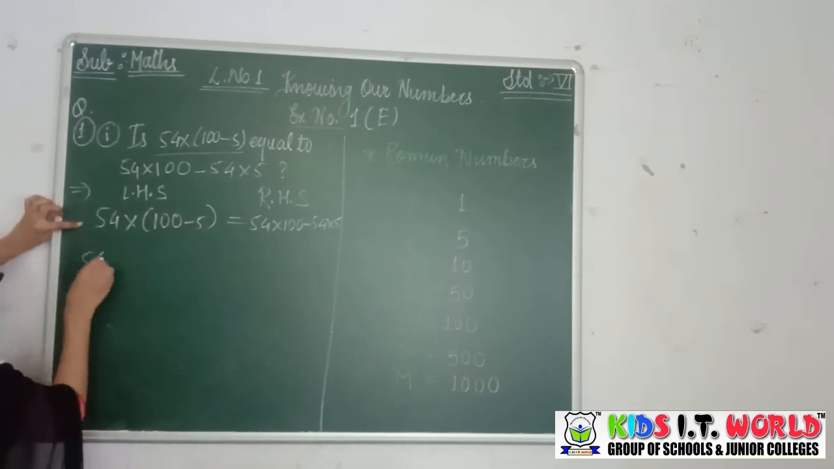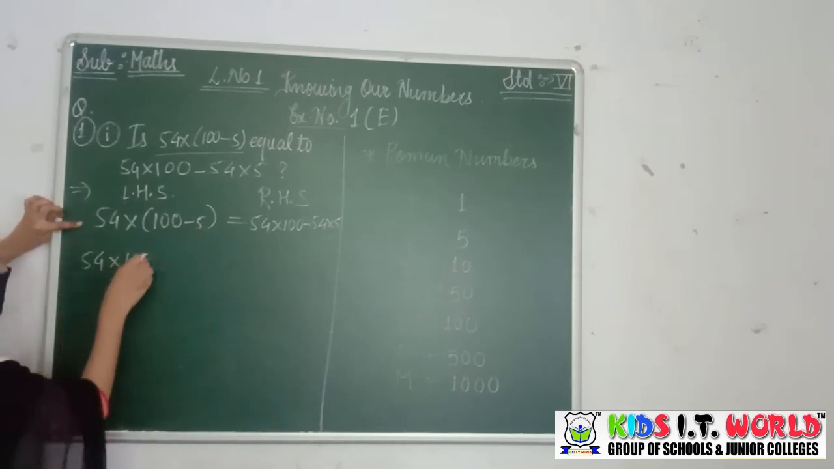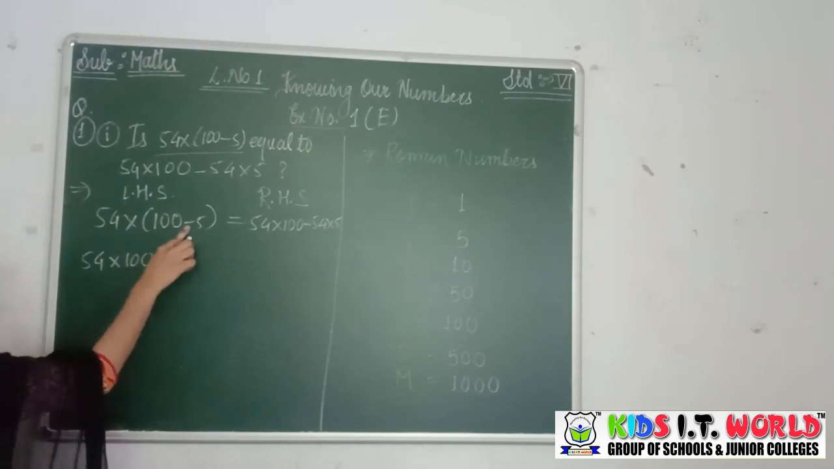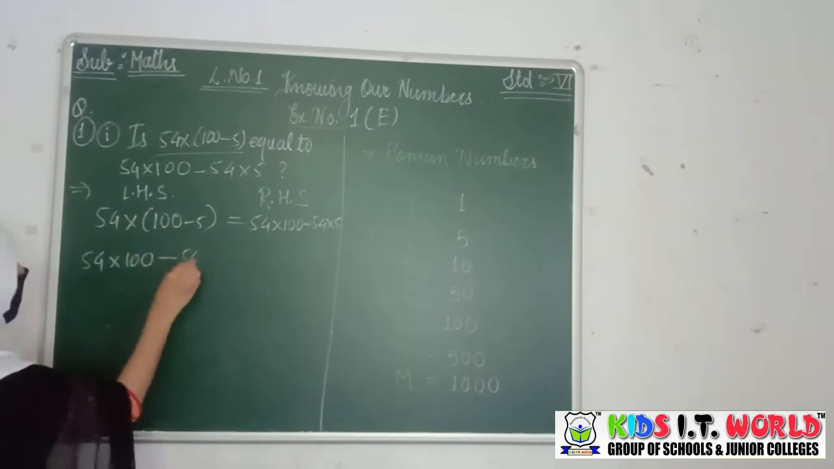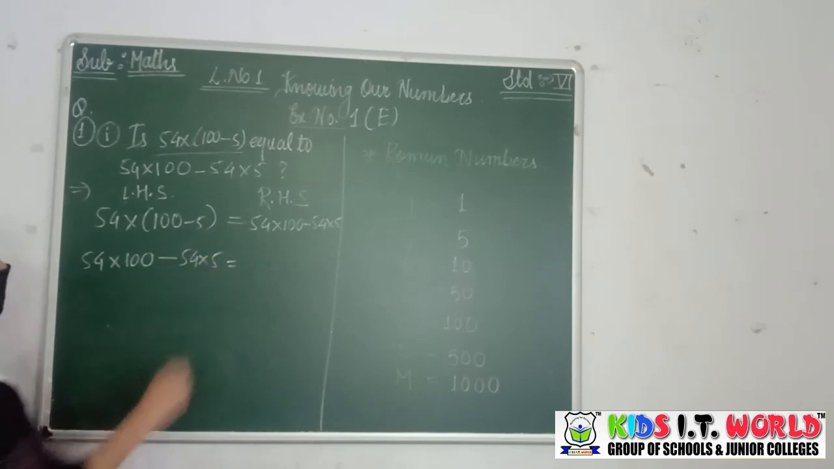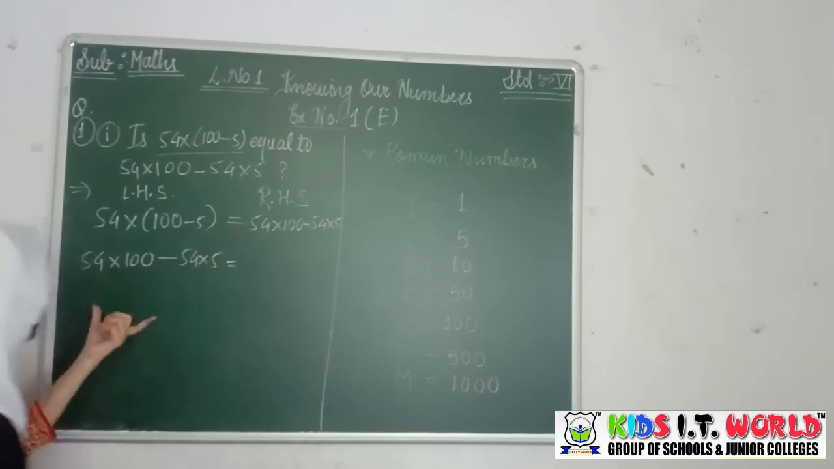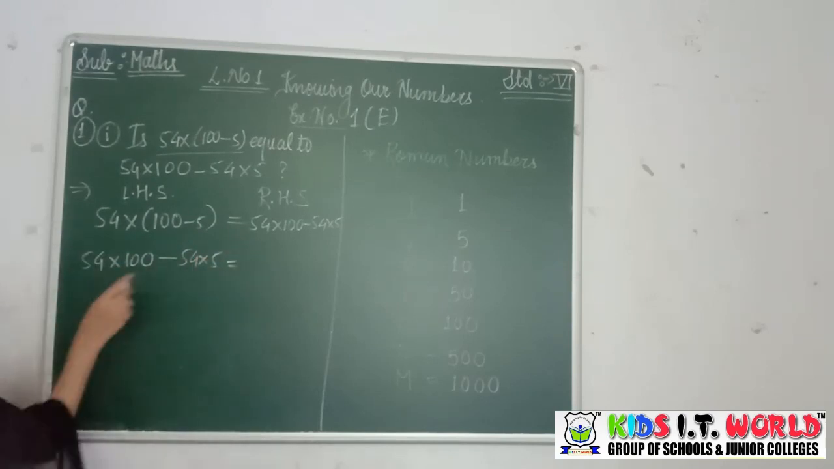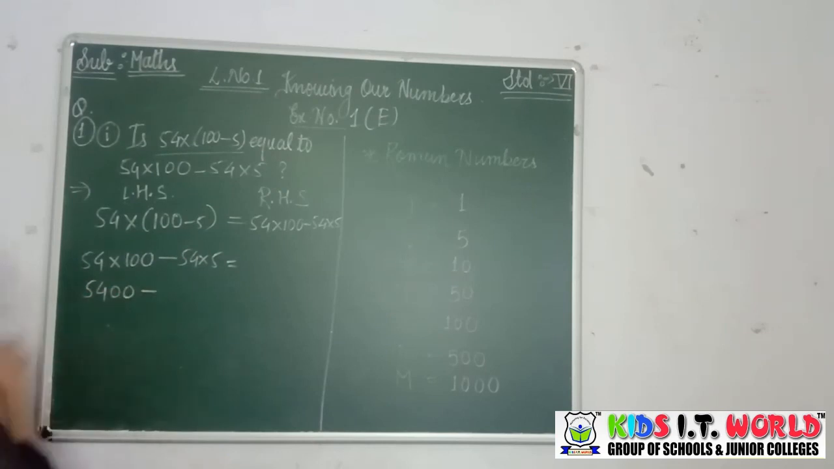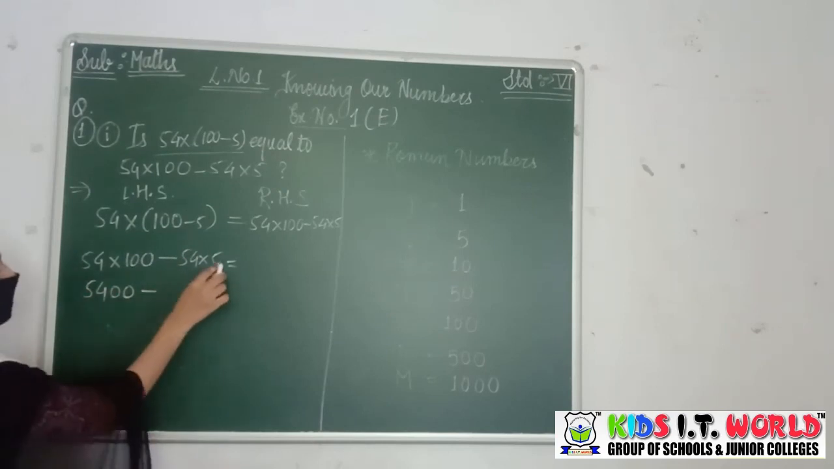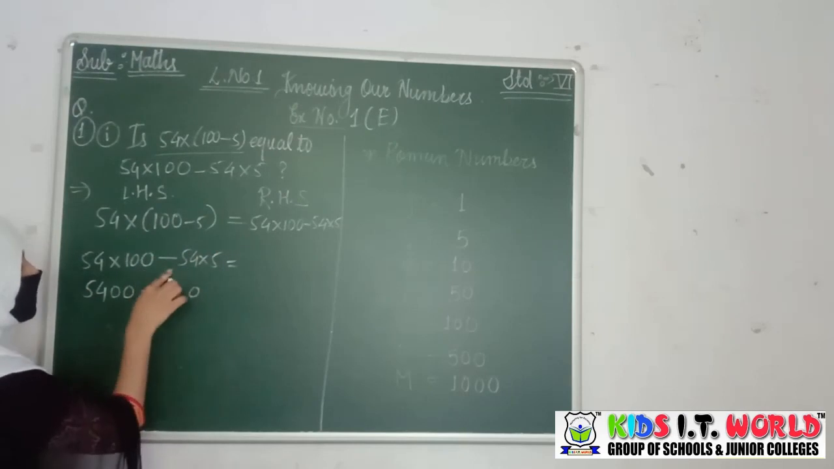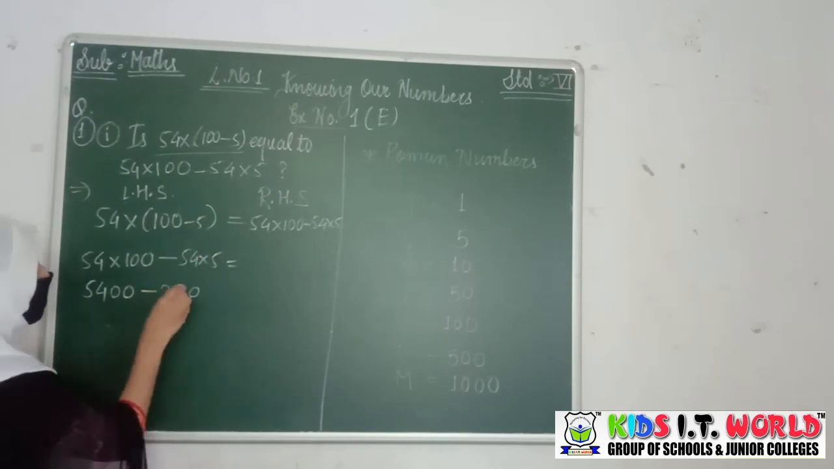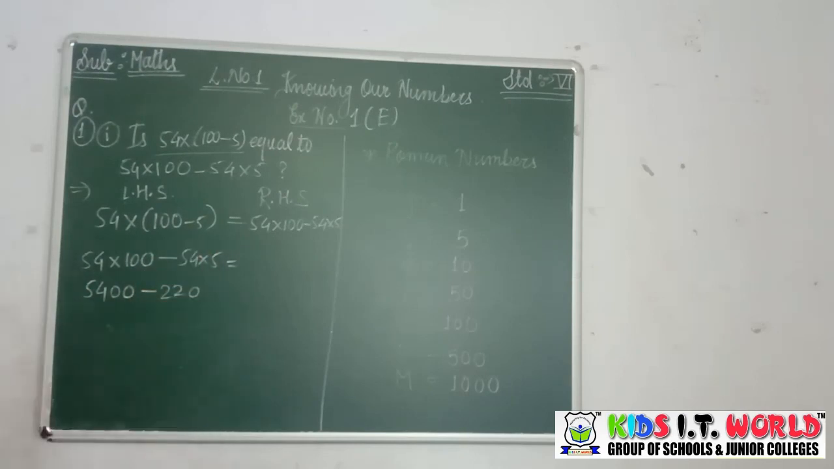So first we will multiply 54 by 100. Which sign is there in the bracket? It's subtraction. Then 54 into 5. Now here we will solve it first. 54 into 100, it is 5400, subtracted with 54 into 5. 5 4s are 20, carried 2. 5 5s are 25 plus 2. It is 270.